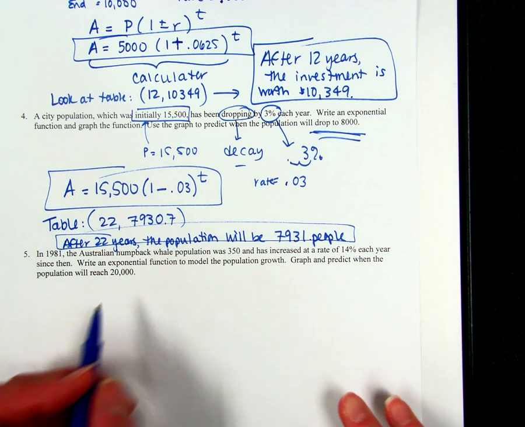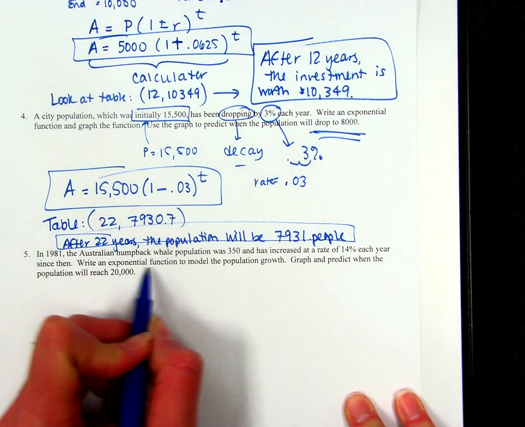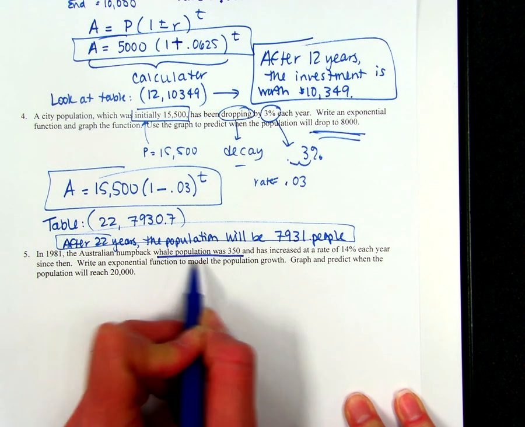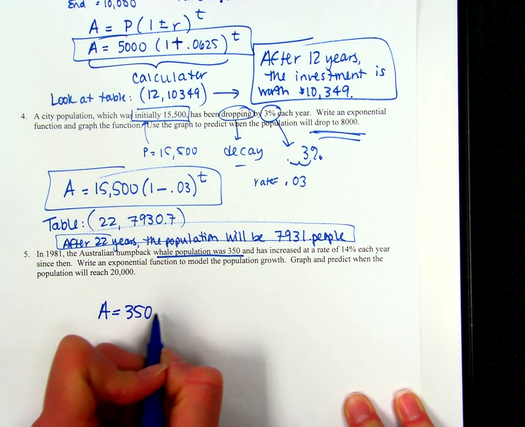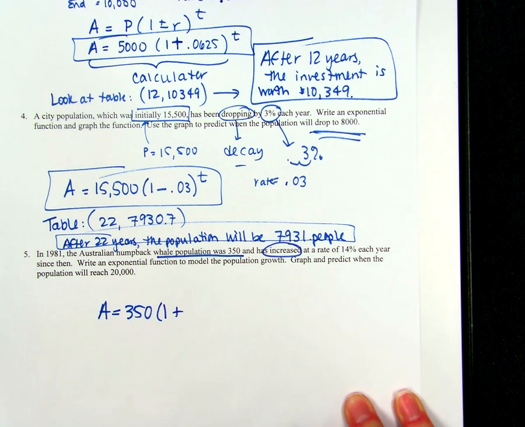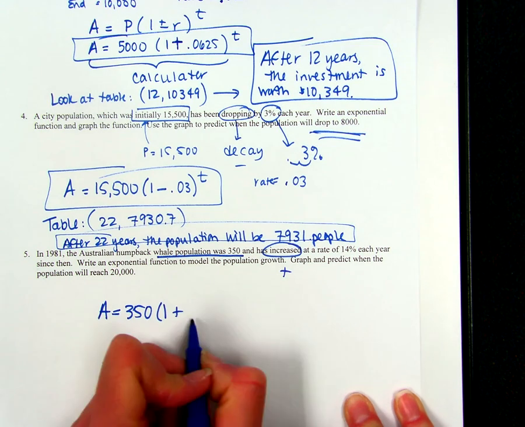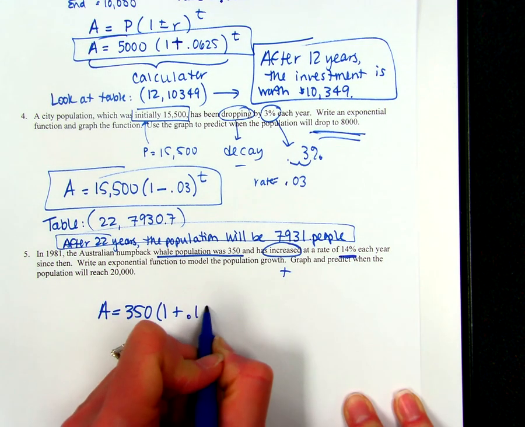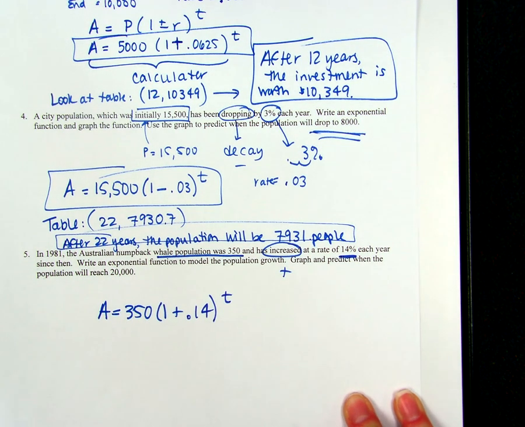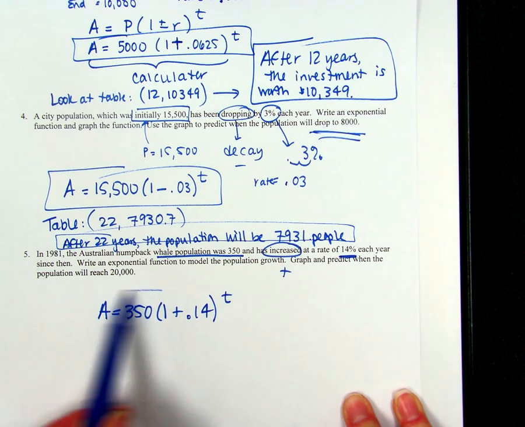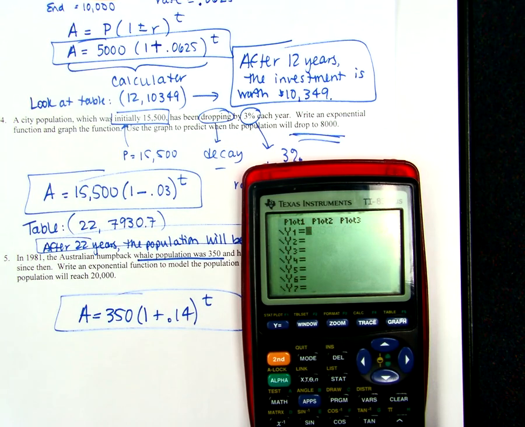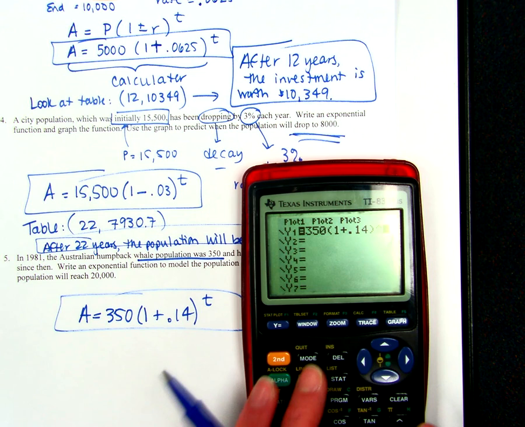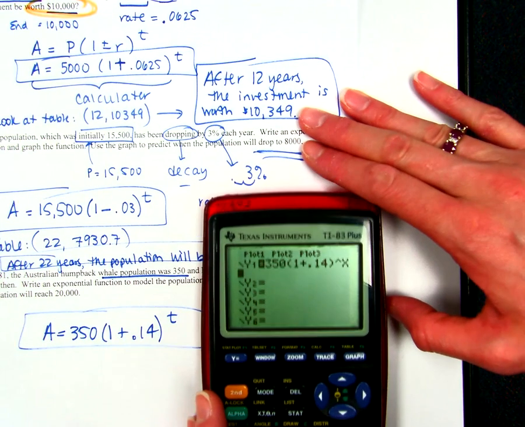All right, last problem. In 1981, the whale population was 350. So A equals 350. It has increased, so that tells me I'm going to do a plus sign, at a rate of 14% per year, so that's 0.14 to the t. All right, so now here's my equation. I'm going to put that in my calculator. 350, 1 plus 0.14 to the x. Okay, so you got that in there.